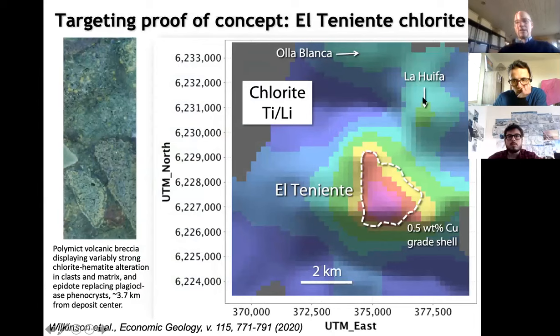And it also picks out these two satellite systems of La Huifa and Hoya Blanca towards the north. And these are older systems that predate El Teniente, but still have a presence, if you like, within the propylitic mineral chemistry. So you can see this beautiful gradient in this ratio that goes for several kilometers away from the El Teniente center.